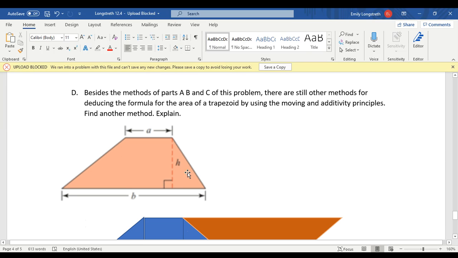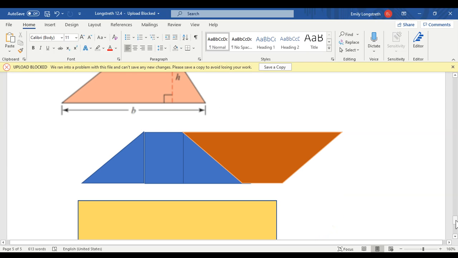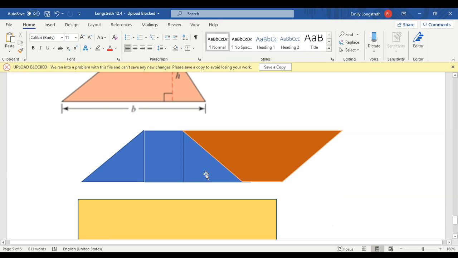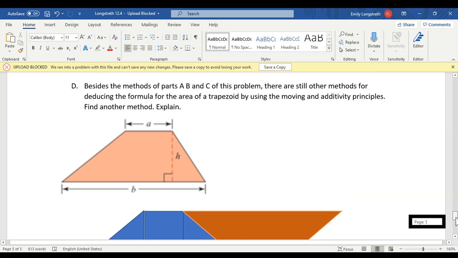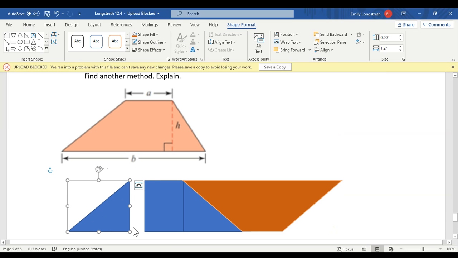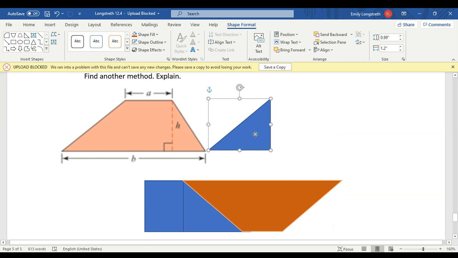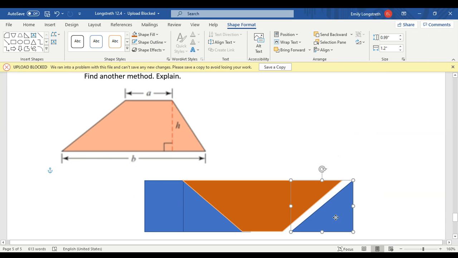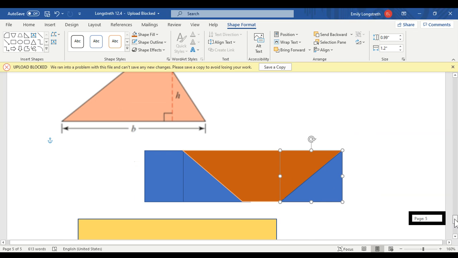For this method, I decided to make a big rectangle. As you can see, I made a copy of the trapezoid and flipped it upside down. The next thing is you're going to cut off this side of the trapezoid to make a nice edge, and you're going to replace it on this side. This gets you a nice rectangle.